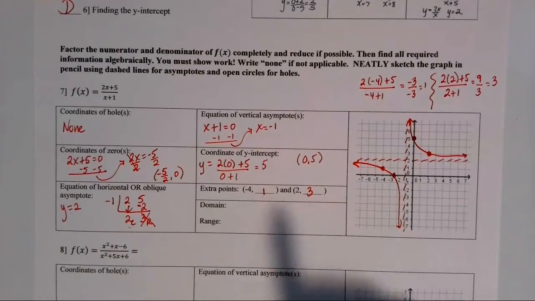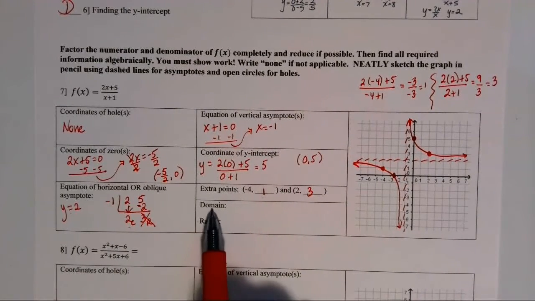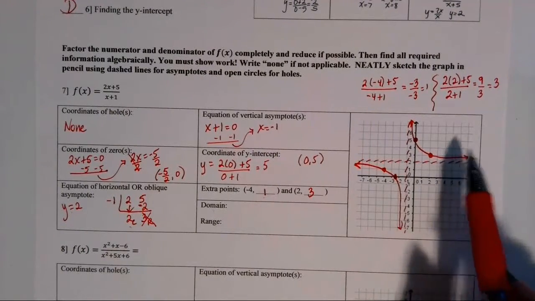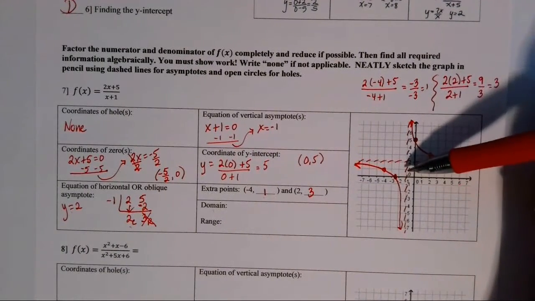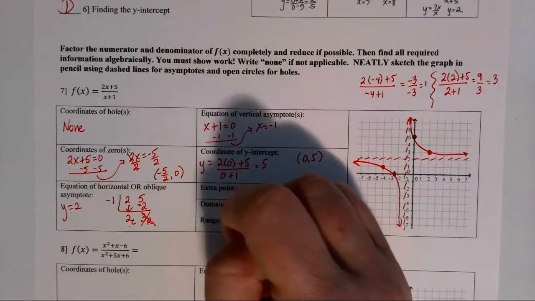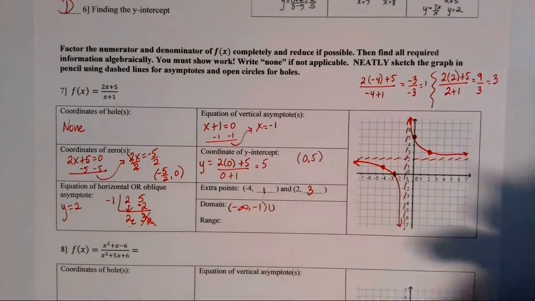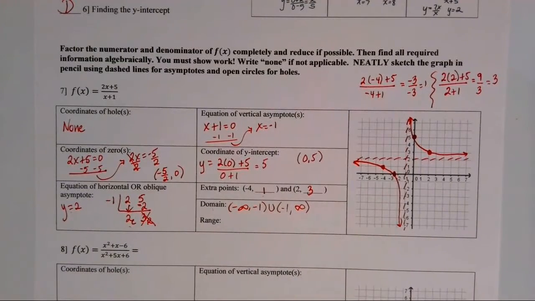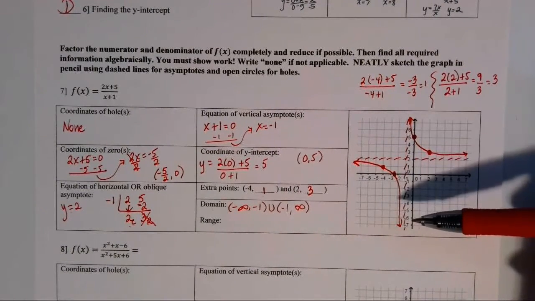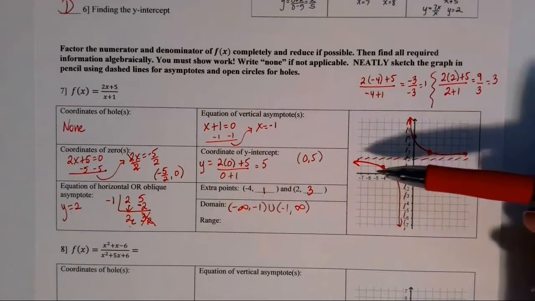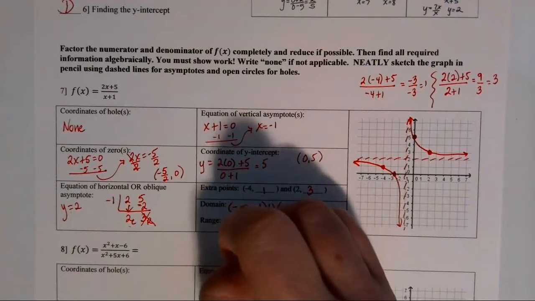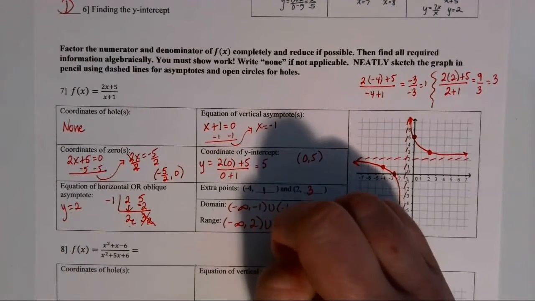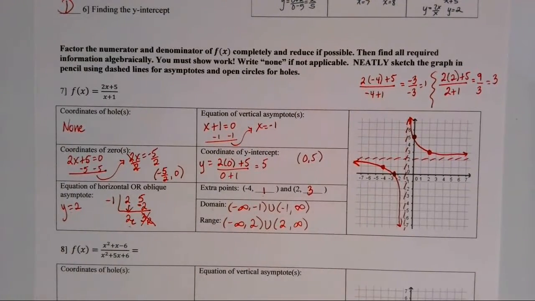our sketch and our characteristics, we can identify the domain and range. So this domain is, since there are no holes, only broken here by this vertical asymptote at -1. So domain is negative infinity to -1 union -1 to positive infinity. The range, since there are no holes, we just have this one horizontal asymptote here at 2, is going from negative infinity to positive 2 union positive 2 to positive infinity.